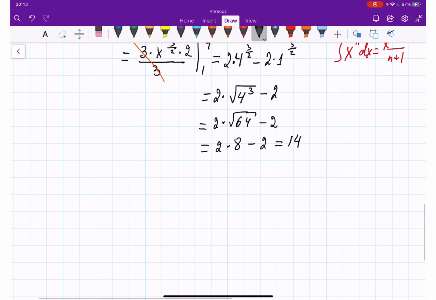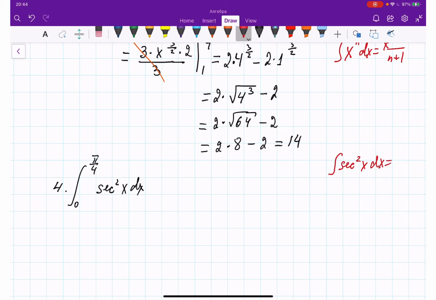Question number 4. We have the integral between 0 and pi over 4 of secant square x dx. All right, if you remember, let me write down, refresh your memory. The integral of secant square x dx is equal to tangent x, and that's a table integration by table.